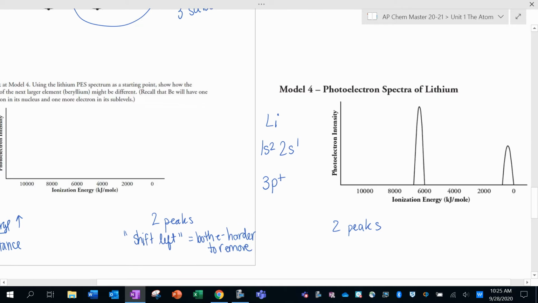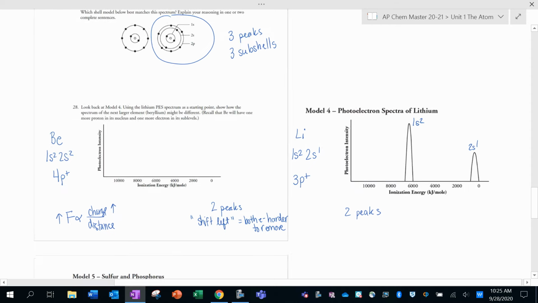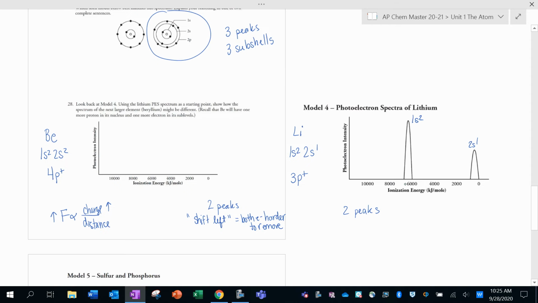So if lithium's, let's see, here's lithium's 1s2, 2s1. So if lithium's 1s electrons maybe took 6,000 kilojoules, maybe beryllium's take 8,000. Doesn't really matter what number you pick. It just should be something bigger than lithium's over there. We're not gonna be able to predict exactly what number. It just should be a bigger number. Okay, and then same thing with the 2s electrons. They're also gonna be a little bit harder to remove. So I'm gonna move them over here a little bit. So the peaks will be shifted left.